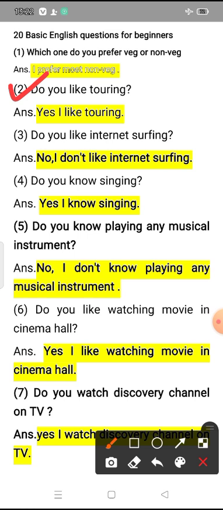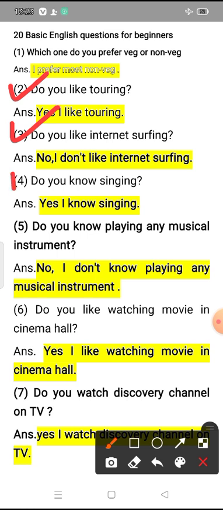Your third question is: do you like internet surfing? Guys, internet surfing means whenever your internet connection is weak or poor and it's not working properly, at that time you can say, do you like internet surfing? It means do you like internet problems? Obviously many people don't like internet problems, they think that my internet connection should be very fast and very strong, with no poor network. So you can say no, I don't like internet surfing. It means no, I don't like internet problems.